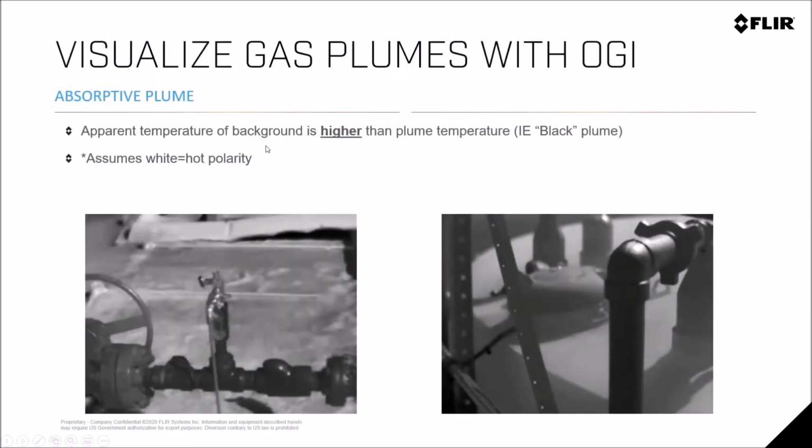These are two examples of an absorptive plume. And how do you know one? It's very simple. It's defined as a black cloud within the QL320. What's happening here is the apparent temperature in the background, what's happening behind the leak, is higher than the plume temperature, and that plume temperature is the ambient air temperature where that leak is happening. Again, that background temperature, the temperature behind the system that you would see in your camera, is higher than the temperature of the ambient air around where the leak is coming up.